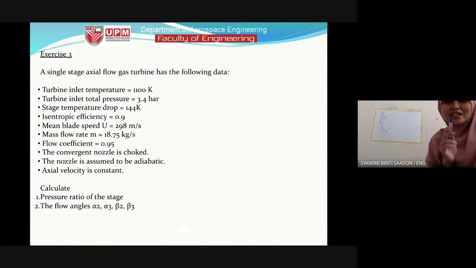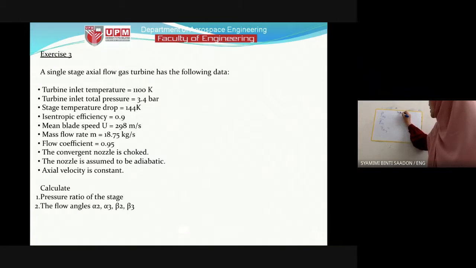Wait, we read first. A single stage axial flow gas turbine has the following data. Turbine inlet temperature 1100 Kelvin. So that is T total 1, 1100 Kelvin, which is the same for 2. Just like the compressor just now, 1 is the inlet of the stator, 2 is the outlet of the stator, and 3 is the outlet of the rotor.